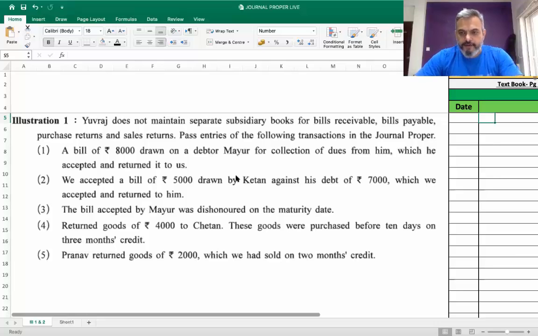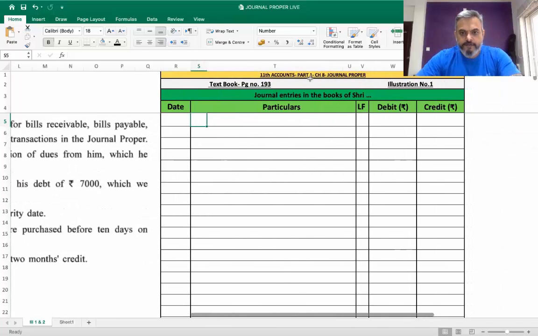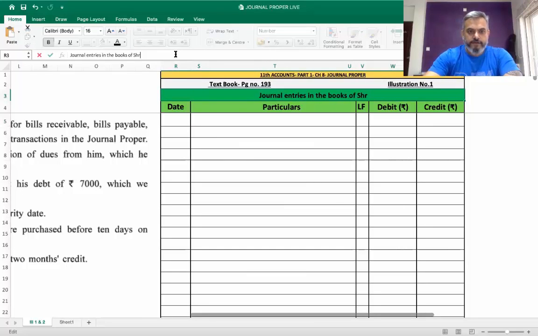Now, illustration 1. Yuvraj does not maintain separate subsidiary books for bill receivable, bills payable, purchase return, sales return. So now he is not making separate subsidiary books. So all such transactions, you will be recording in journal proper. So pass entries of the following transactions in journal proper. So let's write the heading: journal entries or journal proper of Shri Yuvraj.